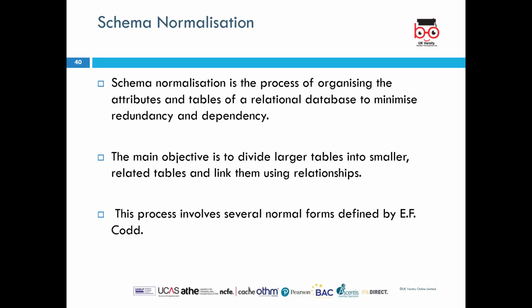Schema normalization is the process of organizing the attributes in tables of a relational database to minimize redundancy and dependency. The main objective in our schema is to divide larger tables into smaller related tables and link them using our relationships.